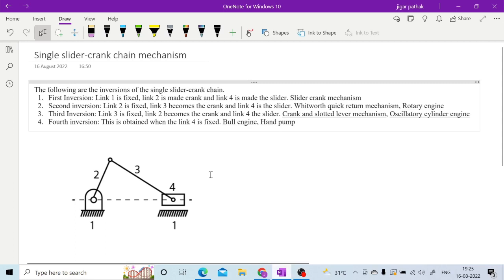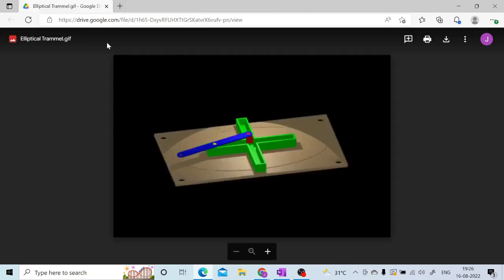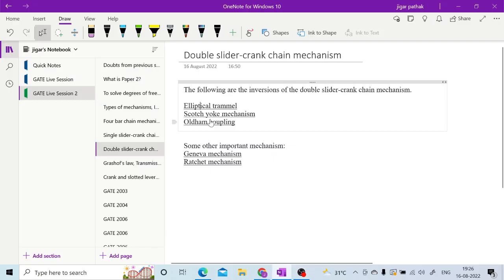So now if we go to the next one, that will be your double slider crank chain mechanism. And here in the double slider crank chain mechanism, the first one is this elliptical trammel, as I have shown you that particular equation, right? In that particular equation, as I have told you, you are having one particular point which is going to traverse an ellipse. So this is how you are having this double slider, and an ellipse is being formed with that particular equation.